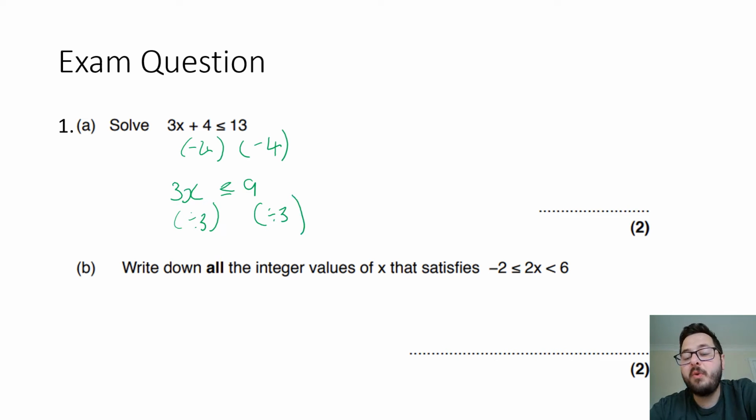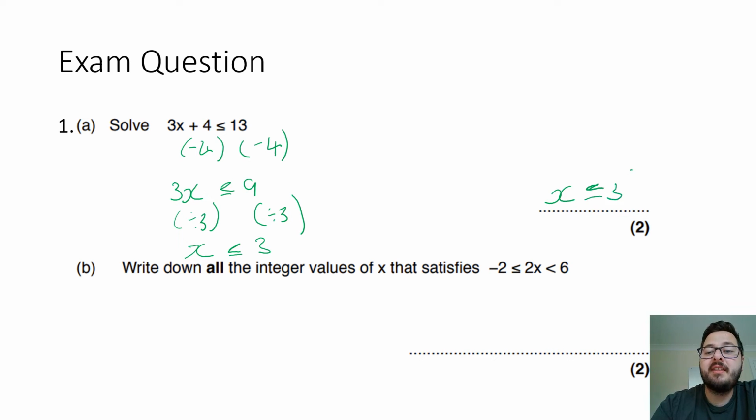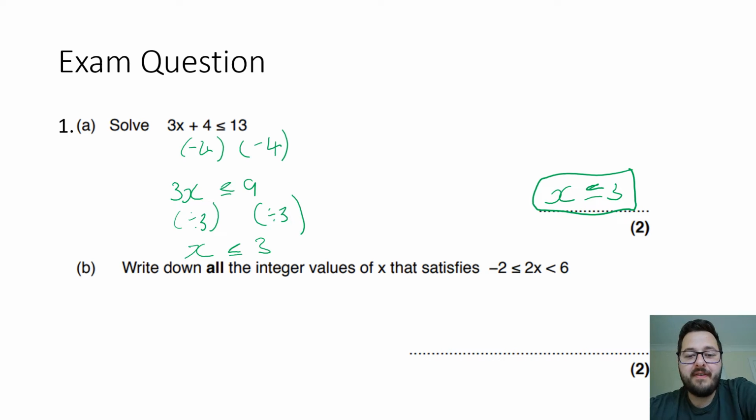Again, I'm moving through this quite quickly. I do have other videos on solving equations, so check those out if you're not sure what I'm doing right now. And then we're left with x is less than or equal to 9 divided by 3, which is 3. Make sure we put our answer in the actual answer space. And then part B says write down all the integer values of x that satisfy -2 is less than or equal to 2x is less than x.